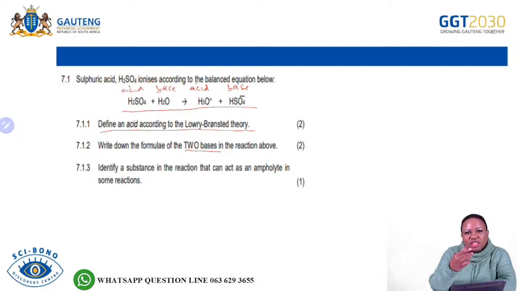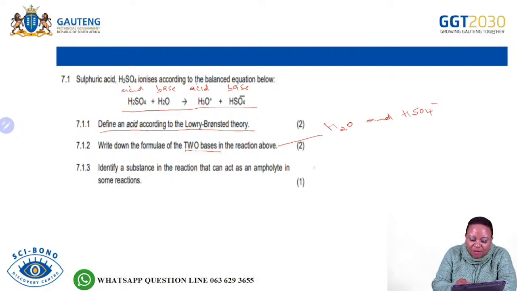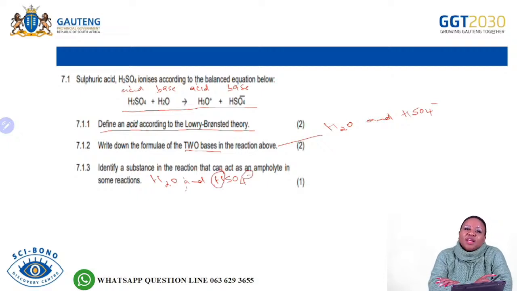An acid donates a proton. So our bases here will be H2O and HSO4 minus. Identify a substance that can act as an ampholyte in this reaction. We know that water can act as an ampholyte, and we can also have HSO4 minus acting as an ampholyte. As long as there is a hydrogen and a minus in that substance, it can donate, and it can also accept, a proton.